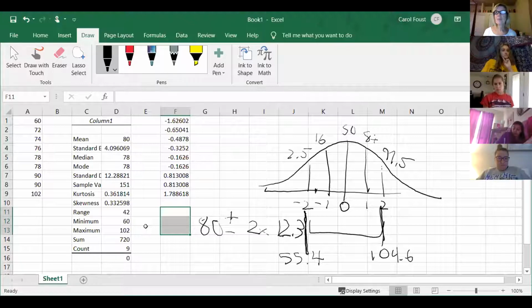So 95% of the scores would fall between 55.4 and 104.6. If we were using you as a sample of, say, all students in health science and human movement, we would expect 95% of the scores on this exam to fall between those two scores. Okay. And then I asked you to let me know what would be an unusual score. And so you would have picked a score either below 55.4 or above 104.6. So most of you picked a score below 55.4.